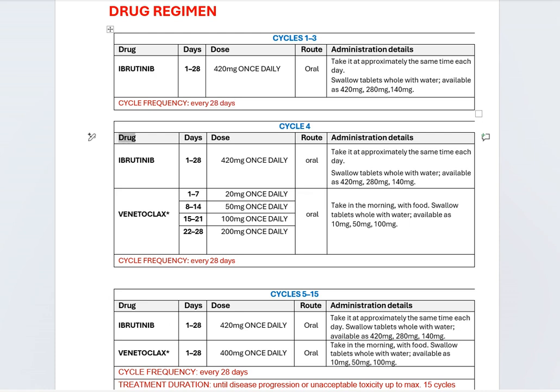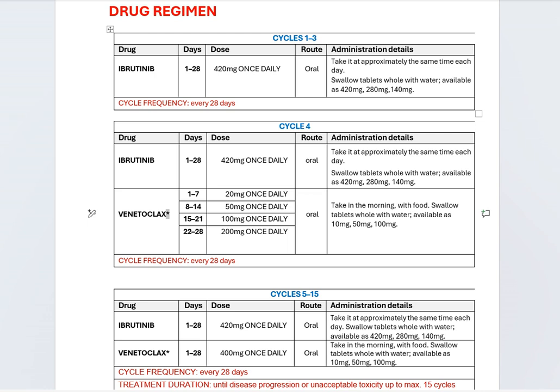Cycle 4. Drug, days, dose, route, administration details. Ibrutinib, days 1 to 28, 420 mg once daily, oral. Take it at approximately the same time each day. Swallow tablets whole with water. Available as 420 mg, 280 mg, 140 mg.